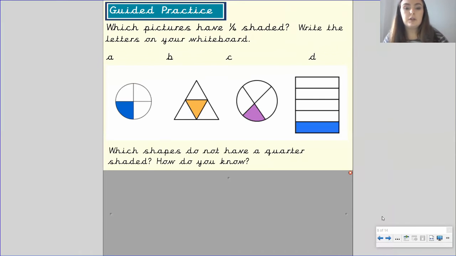Okay, let's have a look at this question. So this question says, which pictures have had a quarter shaded in? Write the letters on your whiteboard. So we've got A, B, C, and D. Now, which of these have had a quarter shaded in? Pause your video now to write it on your whiteboard.